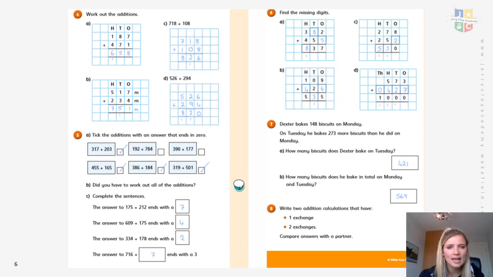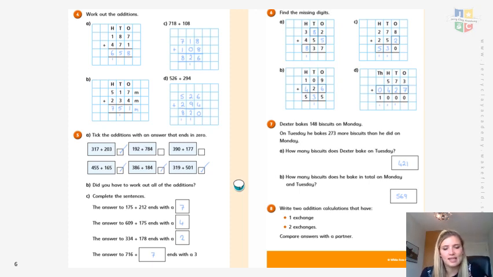So for number 4, again, some of these are nice and easy because they're not exchanging. However, if they are exchanging, don't forget to write your 10 underneath. For number 5, tick the additions with an answer that ends in a 0. So again, you would need to have a look in your ones column to see, for example, number 1, if you just looked in your ones column, I know 7 add 3 would be 10, so I know that that number there would end in a 0. And you can do that for the rest of them as well. So there you'd be looking for your number bonds to 10, so 1 and 9, 2 and 8, 3 and 7, 4 and 6, 5 and 5, and vice versa.